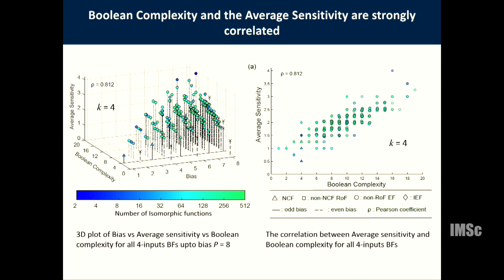Will this be true for other values of k? That is, do we get high enough correlation for k5, k6? We don't know. It's very difficult to do because there are at least a billion functions at k equal to 5. At k equal to 4, we could do it because there are only 65,536 functions. So there is clearly a correlation between average sensitivity and Boolean complexity for 4 input BFs.